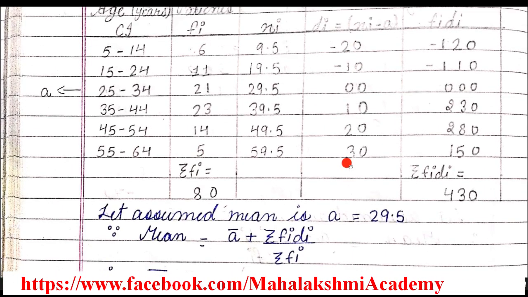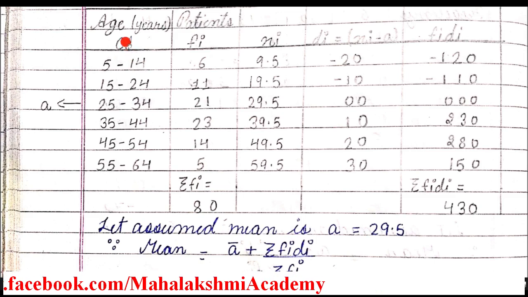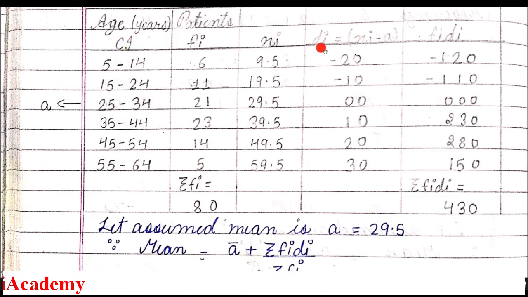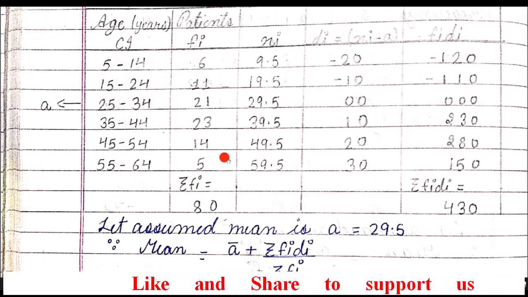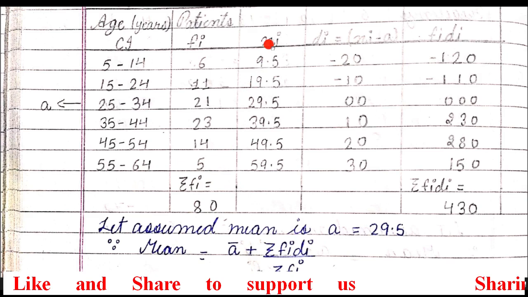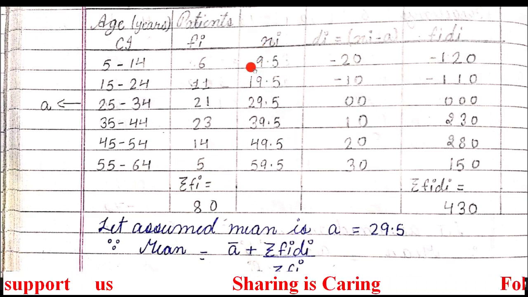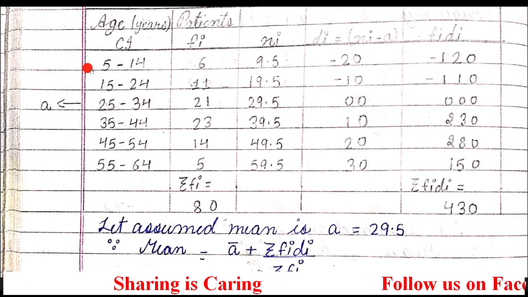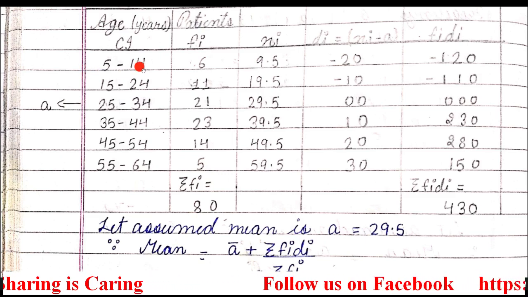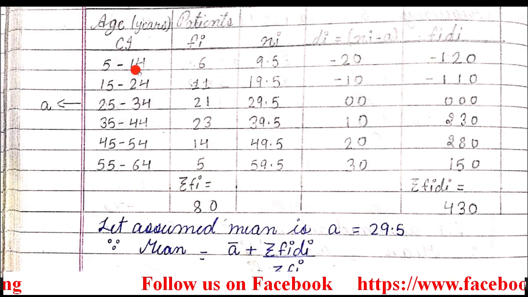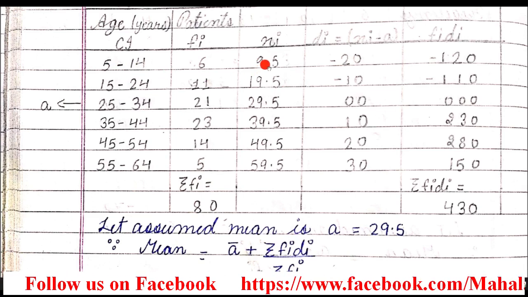That's why the table format is the same: first column is Ci, then Fi, then Xi, then Di, like this. So the Ci column we obtain from the question as it is. The Fi column again we obtain from the question as it is. Xi is for the class mark. Now the class mark you have to calculate, that is (upper limit plus lower limit) upon 2. So 14 plus 5 upon 2, that is 19 upon 2, which will give you 9.5.